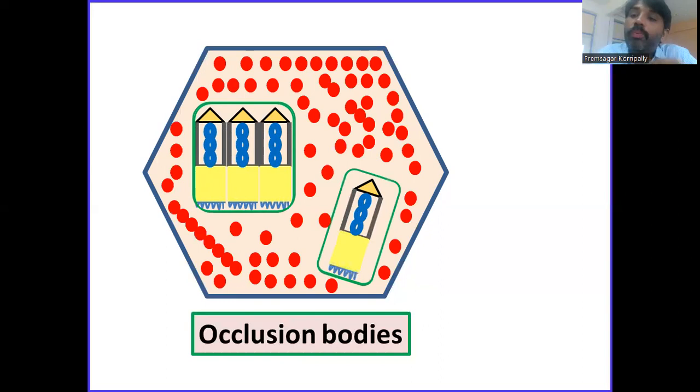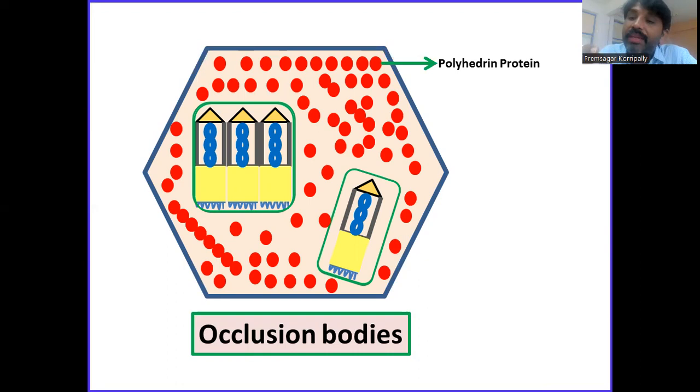So the inclusion bodies, which have the protein matrix of polyhedrin, are resistant to most harsh weather. Once the insect cell is lysed, the inclusion bodies consisting of occluded virus particles are released into the atmosphere or environment. In the environment, because the virus particles are present in inclusion bodies consisting of polyhedrin protein, they can be safe for years together, even in harsh weather. So the inclusion bodies protect the virus particles from harsh environmental conditions.